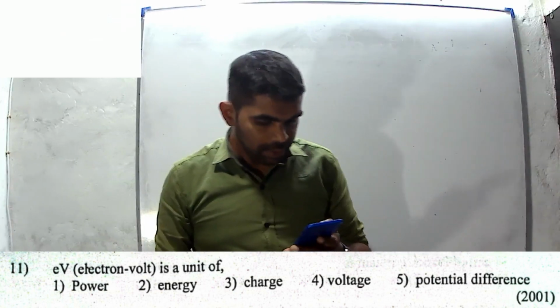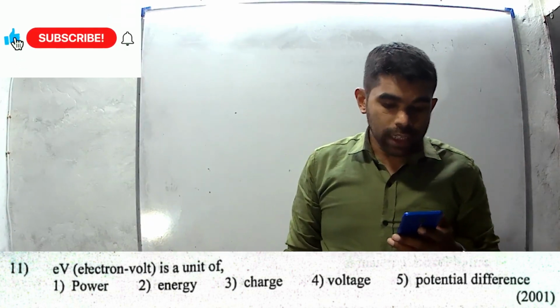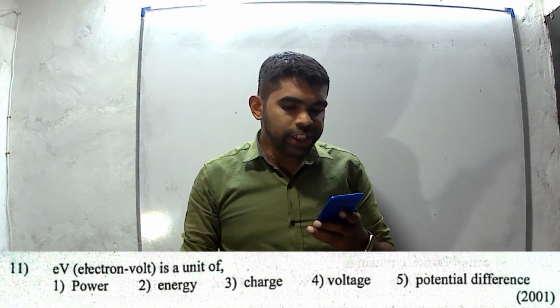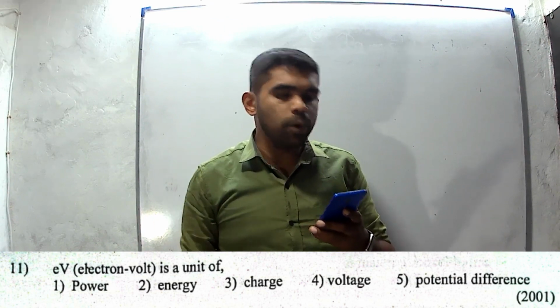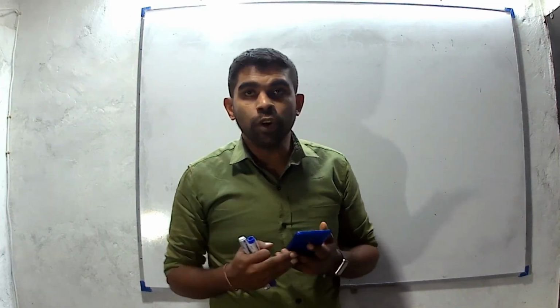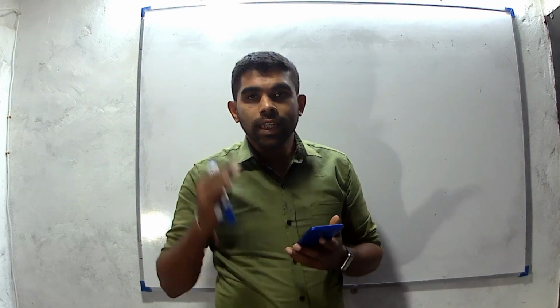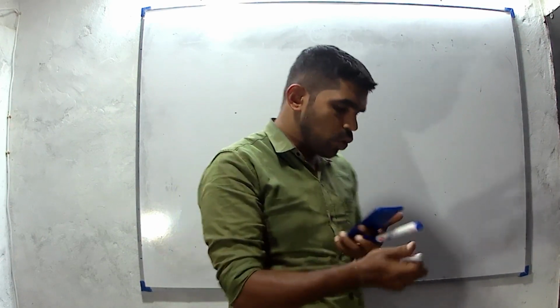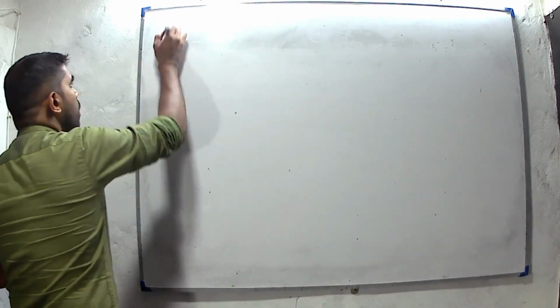Question number 11. Electron volt, eV, is the unit of power, energy, charge, voltage, or potential difference? We have found in the first video that electron volt is the unit of energy. Then the answer is 2 for question number 11.